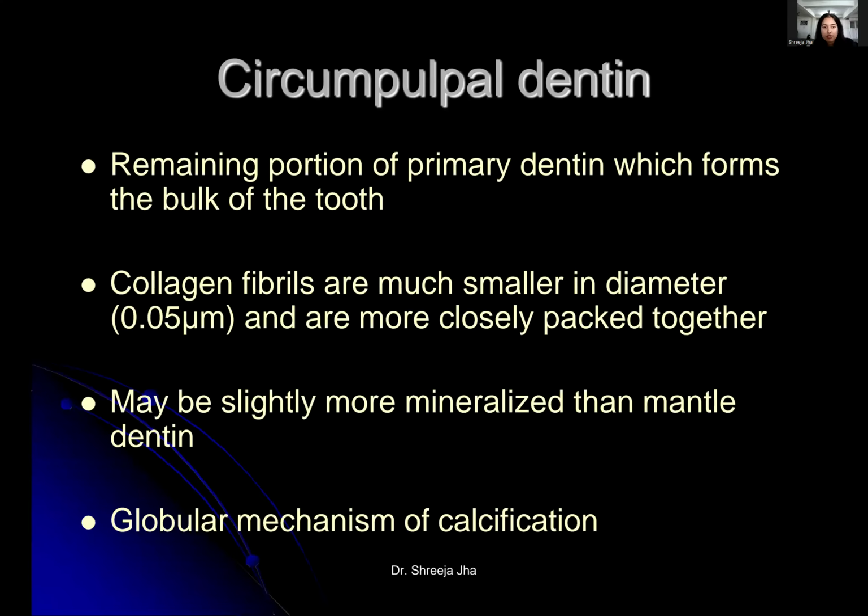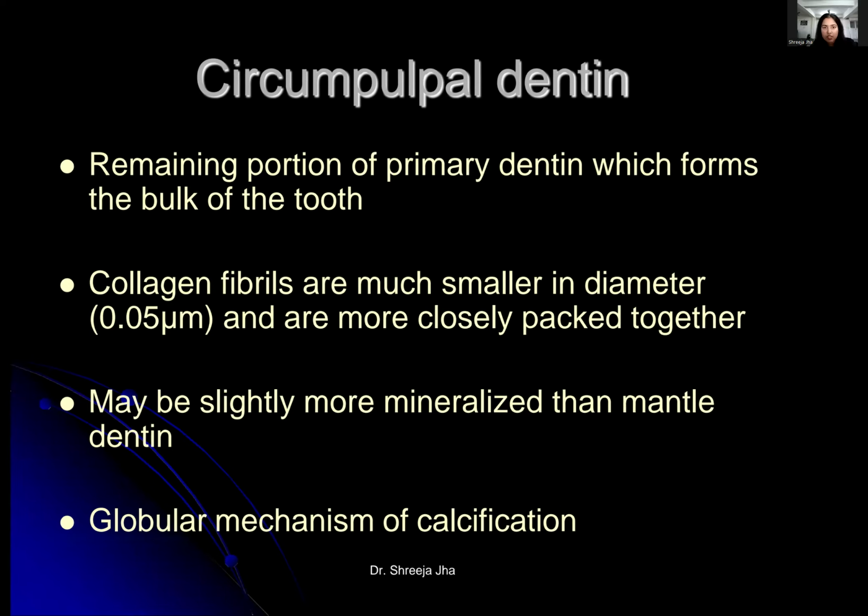The organic matrix is formed by collagen fibrils arranged perpendicular to the DEJ, with a linear mechanism of calcification. So what is circumpulpal dentine? It is the remaining portion of the primary dentine, which forms the bulk of the tooth. Collagen fibrils are much smaller here and closely packed together, and it may be slightly more mineralized than mantle dentine. In circumpulpal dentine, we follow the globular mechanism of calcification.